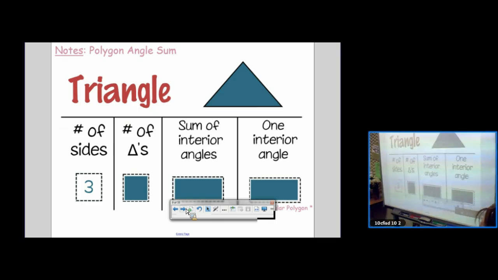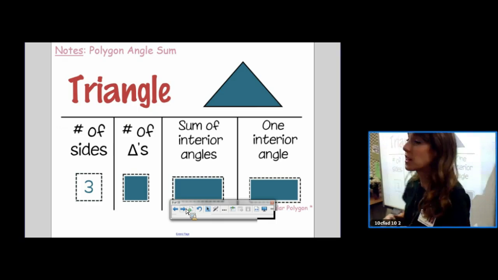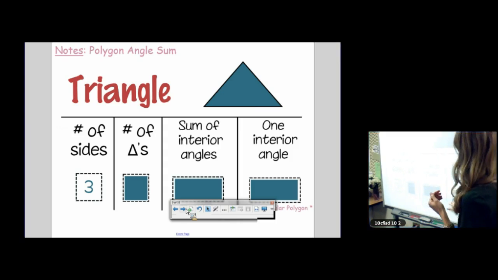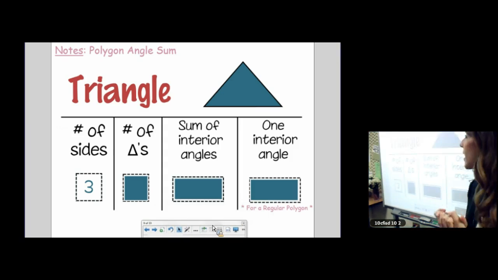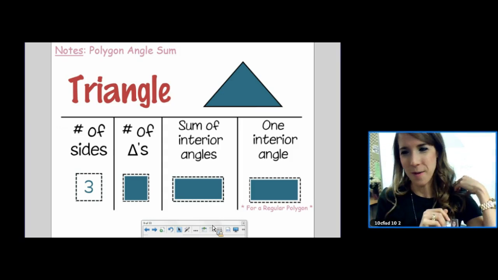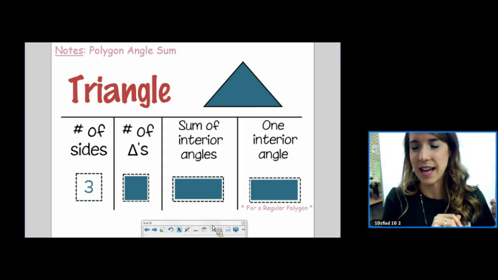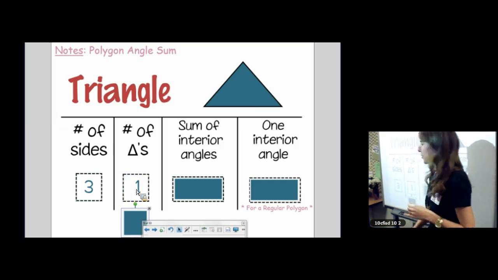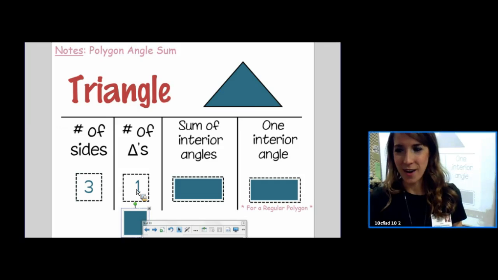Here we go. We're going to go through these shapes one by one. We're doing this so that we can name them and so we can talk about their angles. Today is all about the angles of these polygons. All right, here's a polygon we know really well. It's a triangle. It, of course, has 3 sides. This is not going to make a lot of sense yet. A triangle is made up of one triangle.